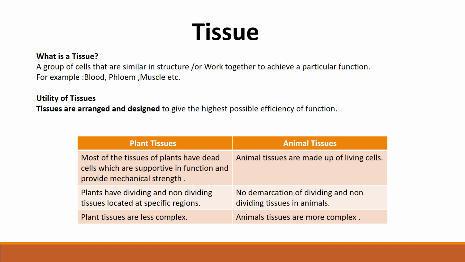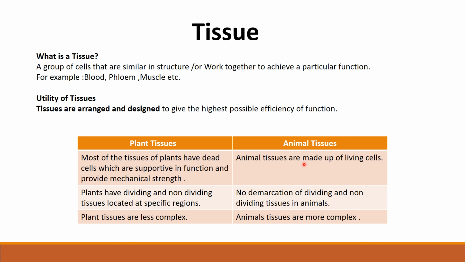Okay, the tissues are present as a group of dead cells which have the main function of support and mechanical strength, which helps the whole plant to stand. There are only some specific cells which are living in the plant tissues, as otherwise most of the cells are dead. So what we are saying is that living cells of the plant can divide and the dead cells cannot divide. So plants have dividing and non-dividing tissues.